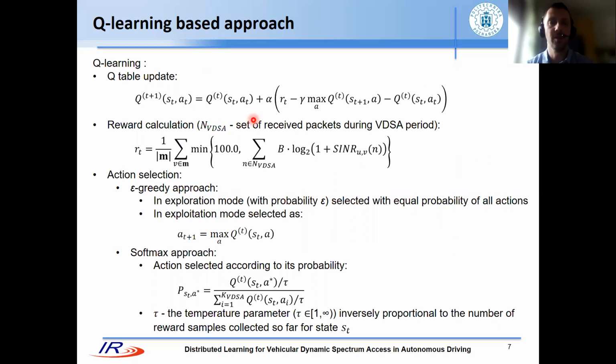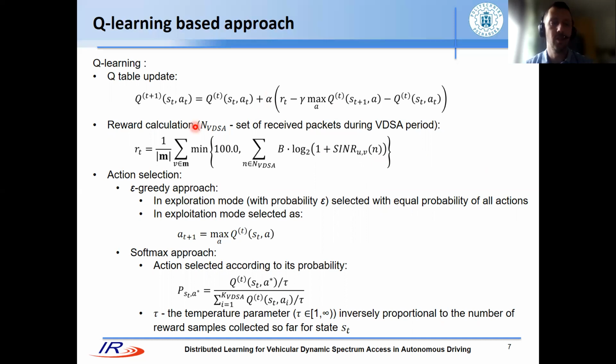So this Q-table update is done based on the reward, which is simply calculated as the average throughput for the packets received during a single VDSA period for a given receiver, right? So for each receiver, we measure the SINR for each received packet, and then we calculate the average throughput, which is upper bounded by 100 using the Shannon formula. And then we use this reward calculation to update the Q-table with the given learning rate alpha and the discount factor gamma. And knowing the updated Q-table, we can perform the action selection.